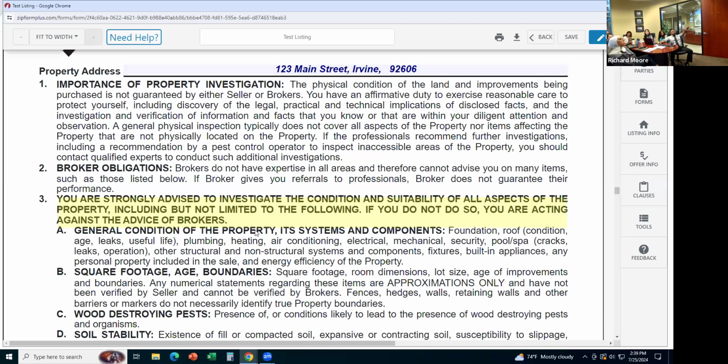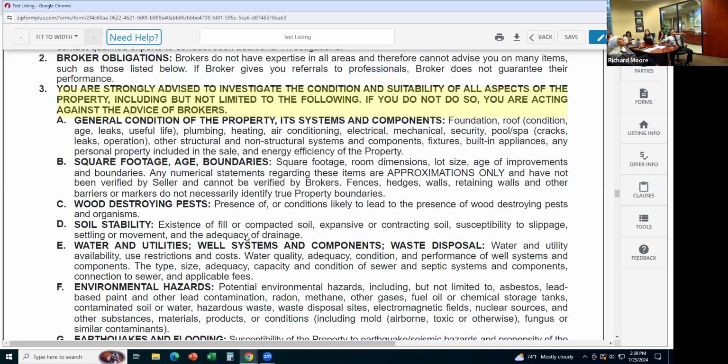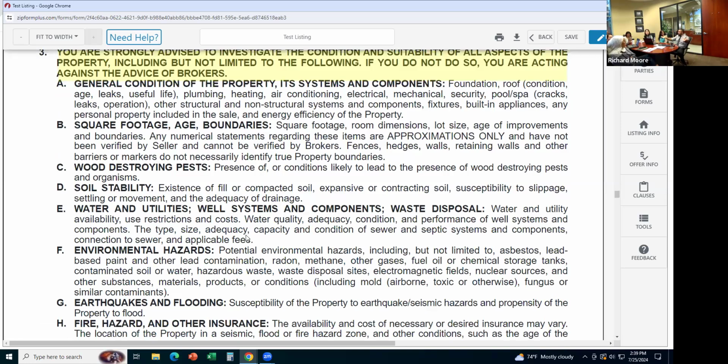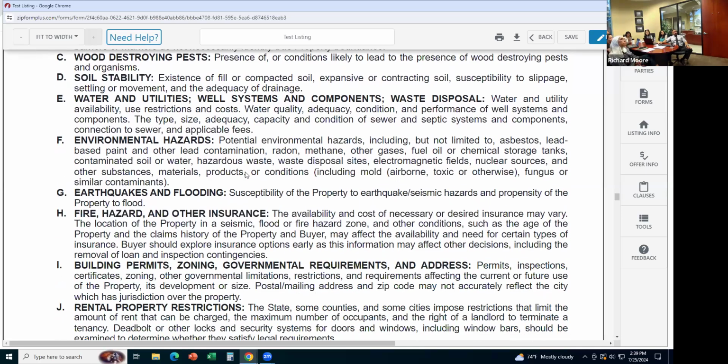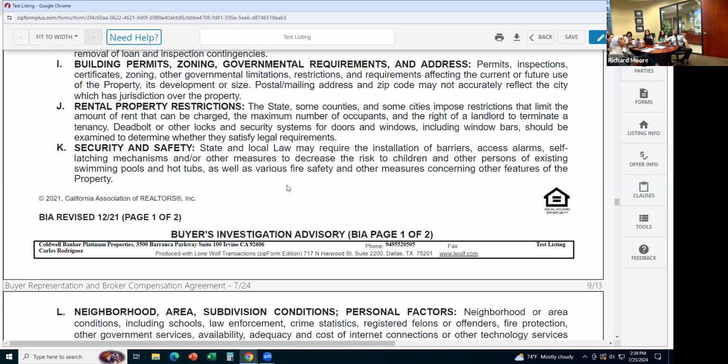You can do an inspection on square footage, age, boundaries. You can do an investigation on termites, wood destroying pests, the soil stability, like all of these reports, we're telling them, hey, you can do all these reports, you're allowed to do these reports. And if they don't do it, and then later on, they buy the house and something went wrong, and they say, well, it's my agent's fault, it's like, we advised you, if there's one of these things that you thought you might need, you should have done one of these reports or paid for one of these reports. Environmental hazards, so forth. So this is letting them know what types of reports they can acquire for the property or order for the property.